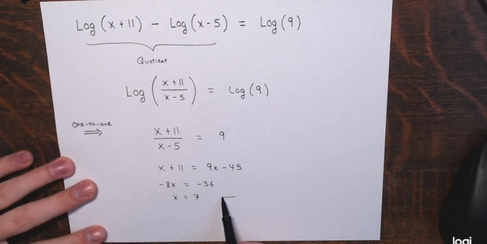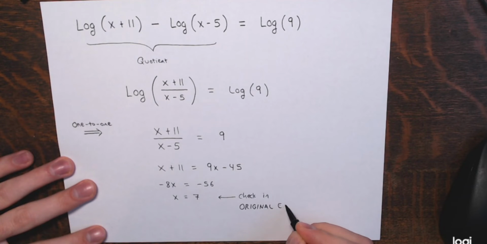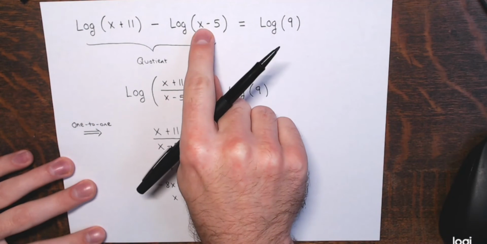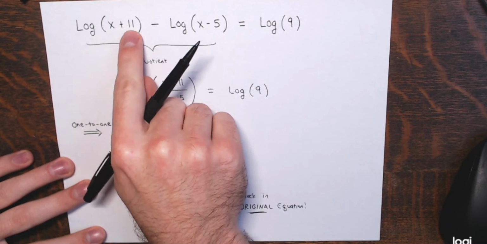Now again, don't forget to check this. And you always check in the original equation, the way things were originally given to you. Because you've got to remember that the number inside a logarithm has to be positive for you to get a real number output. So make sure that when I plug in 7 for x, all the numbers inside the logarithms are positive. All right, 7 plus 11 is 18.